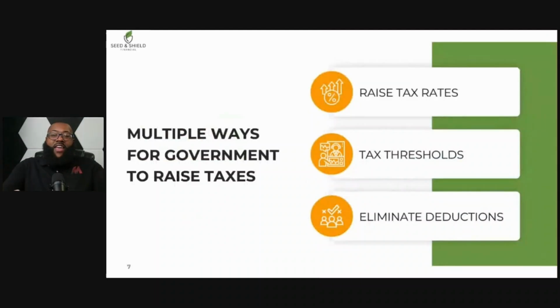The way that the government actually raises your taxes, they do it in three ways. And I think when people hear raise taxes, they think of only the tax rate, like, oh, it goes from 20% to 30% to 40%. But they actually raise taxes on us in three ways, and I want to break that down. So the first way, again, is raising the tax rate. The second way is by raising the tax thresholds, which is a very sneaky one. And then the third way is eliminating deductions. Okay.